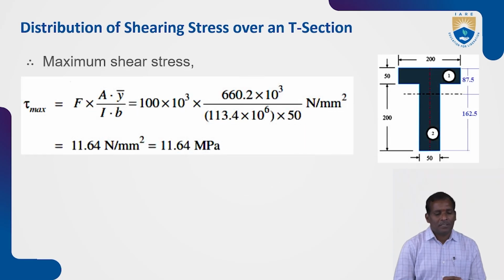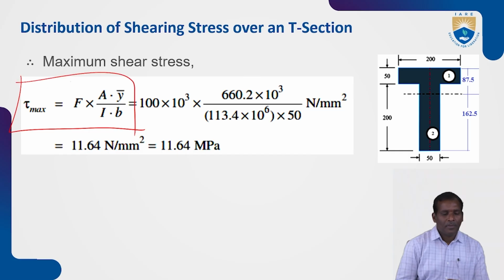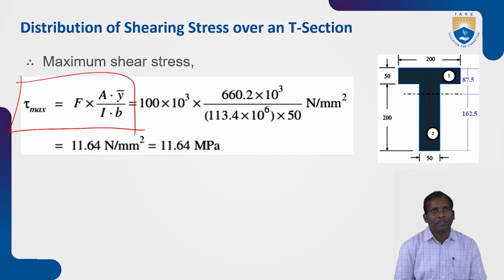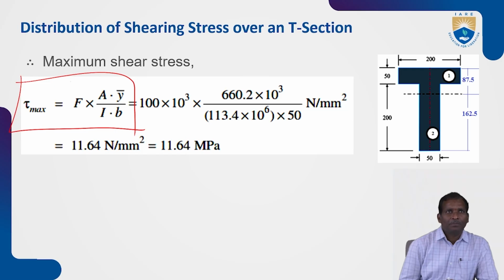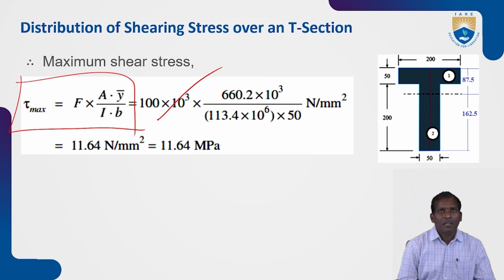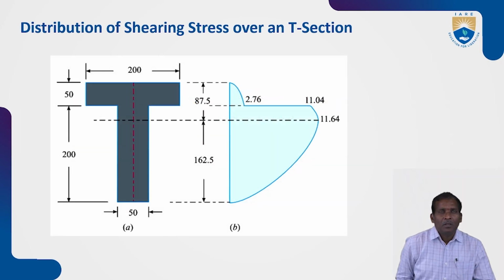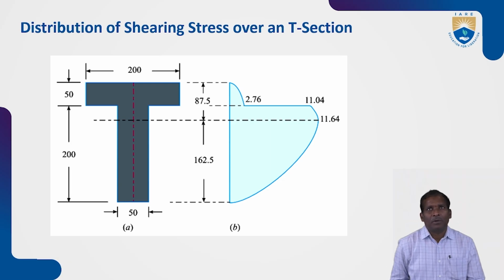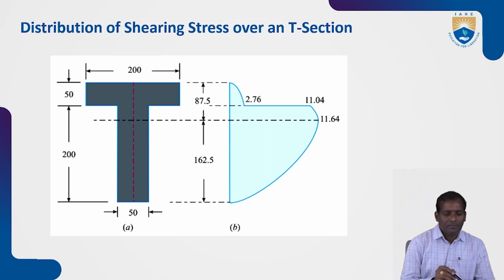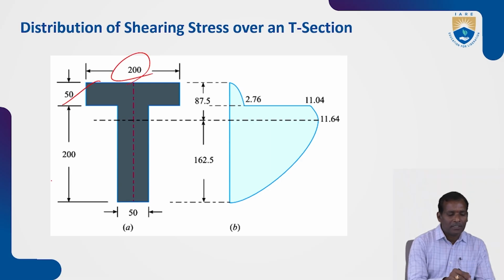So the maximum shear stress, force multiplied with A y bar by I B. So the shear force given and the area calculated, and you will get 11.64 megapascal. So the distribution of shearing stress over a T section: the flange width is 200 and depth is 50. The section depth of the web is 200.